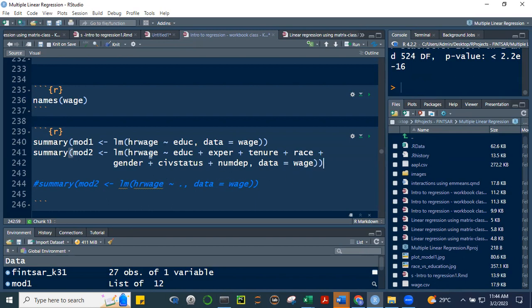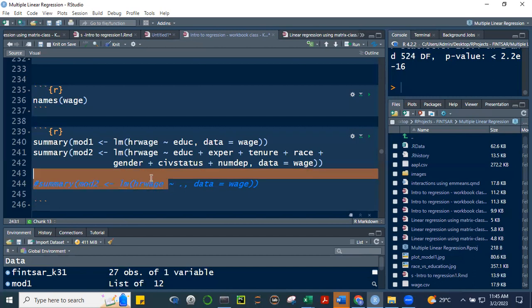So we said that you can write this or you can use lm hourly wage tilde and then dot. The dot here means consider all the variables as far as the wage data is concerned. Of course, hindi isasama si hourly wage, kasi si hourly wage yung dependent variable natin. Okay, so let's run this.